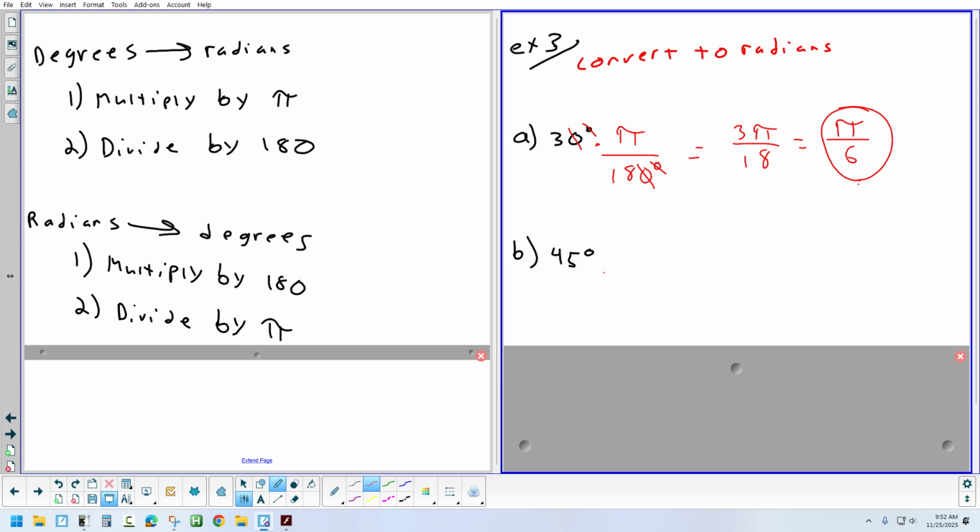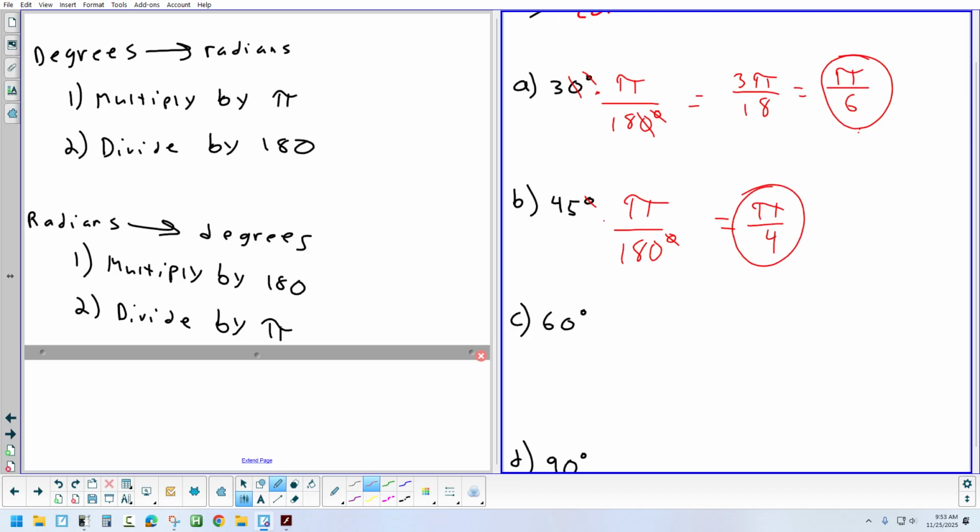Okay, let's do this one. Convert degrees to radians. Multiply by pi over 180. Degrees cancels. And how many times does 45 go into 180? How many, Vanessa? 4 times. So it's pi over 4.